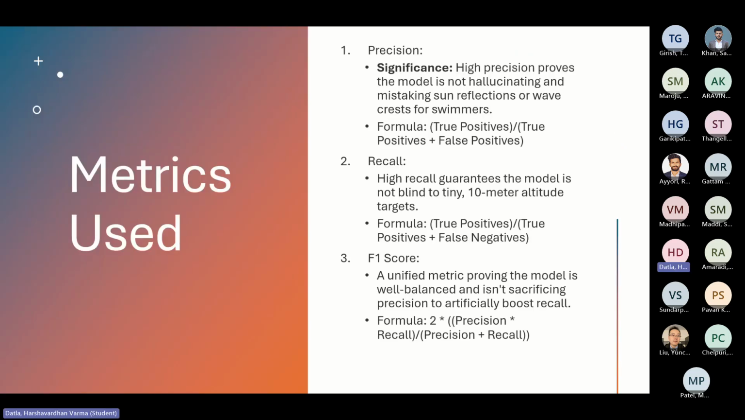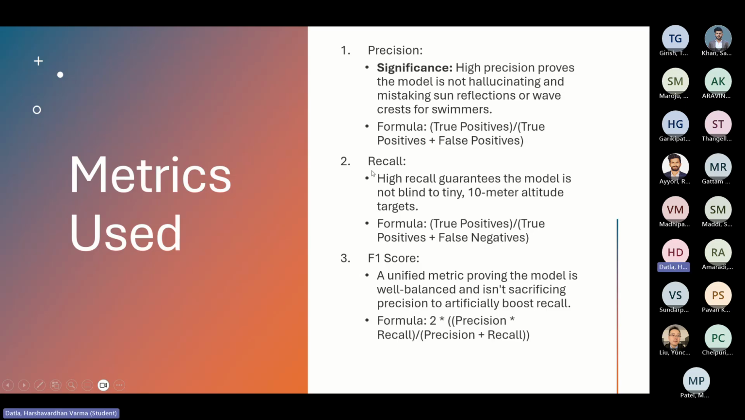So what are the metrics generated by YOLO that we have used in order to explain our model's performance? The first metric is precision. High precision proves that the model is not just hallucinating by assuming and mistaking sun reflections or wave crests for swimmers. So how has the precision been derived? It has been derived by this particular formula.